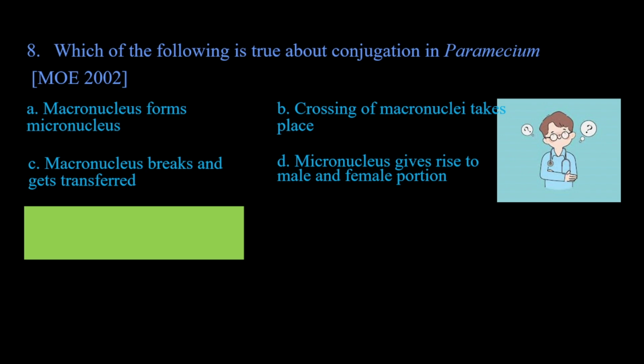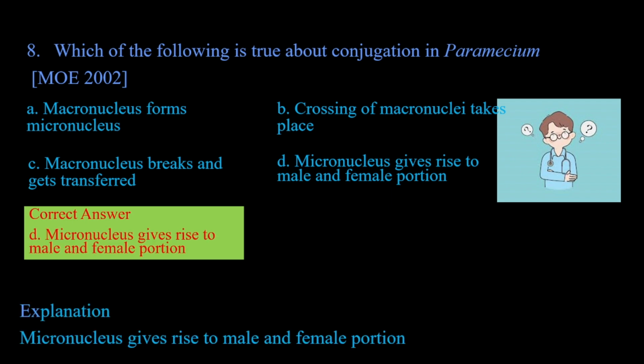The correct answer is option D. Micronucleus gives rise to male and female pronuclei. Micronucleus gives rise to male and female pronuclei during conjugation.